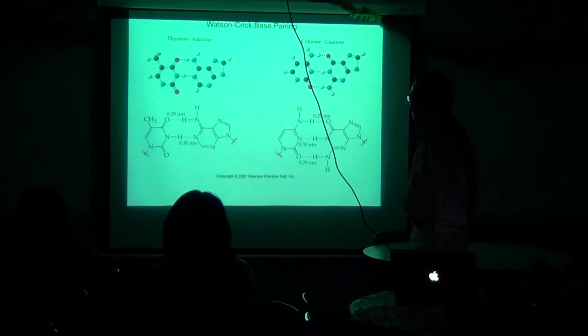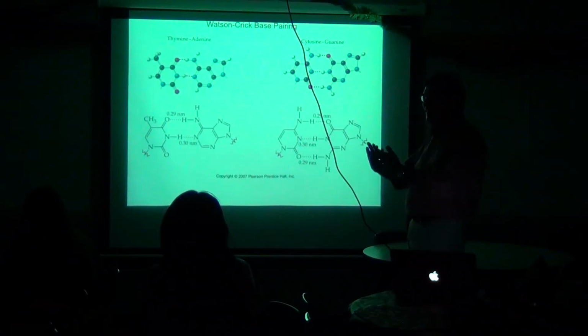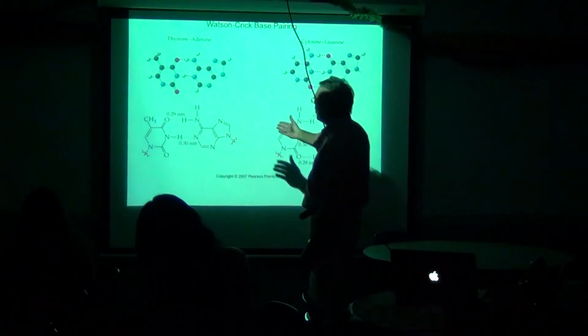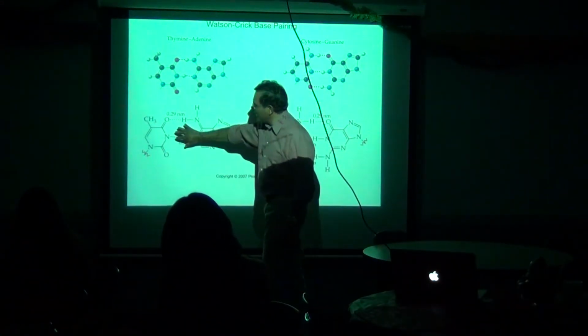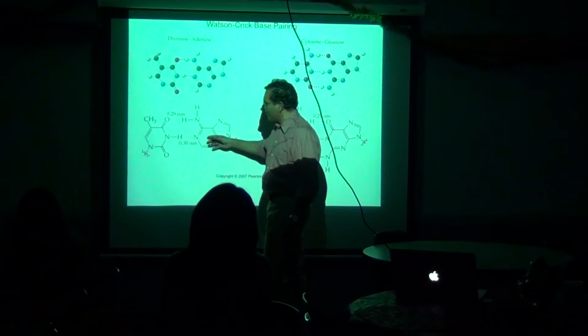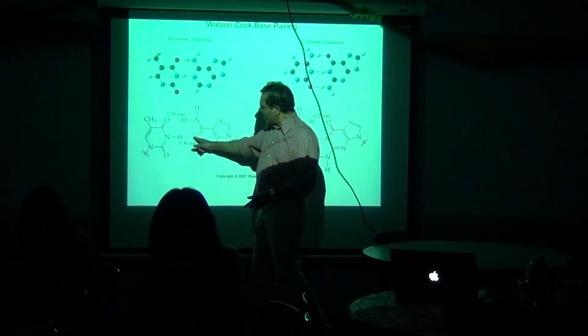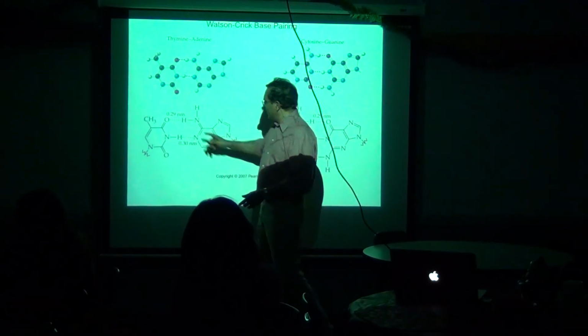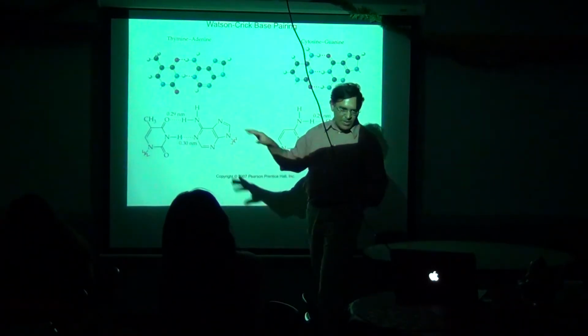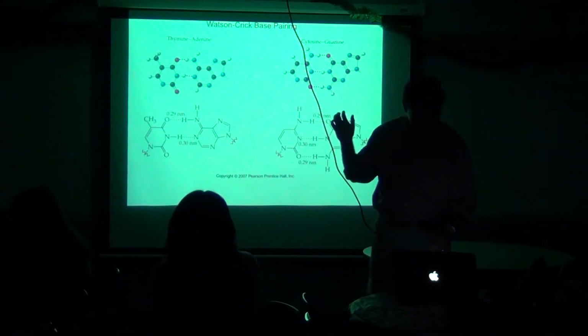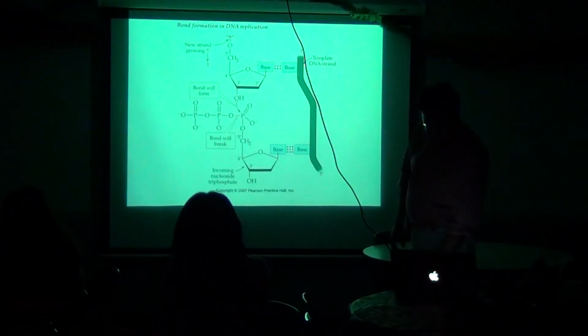This is just quickly. If you're curious, how are these bases arranged? This is just showing how the thymine and adenine come together. These are the hydrogen bonds that are formed, and they're perfectly complementary. When you have a hydrogen bond donor, you have a hydrogen bond acceptor. You don't have to memorize anything. Most people don't even know how to draw these structures, but that's fine. I thought I'd just show you.